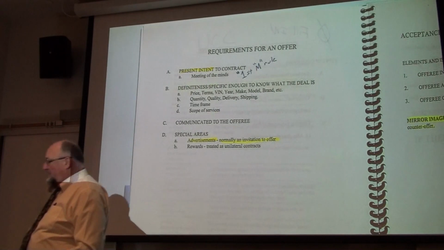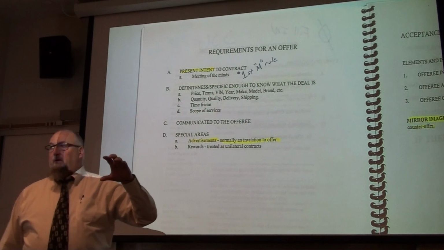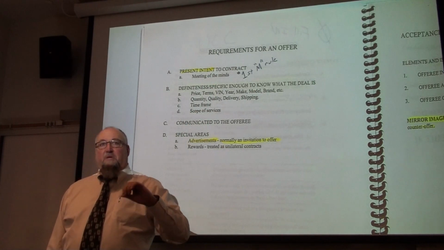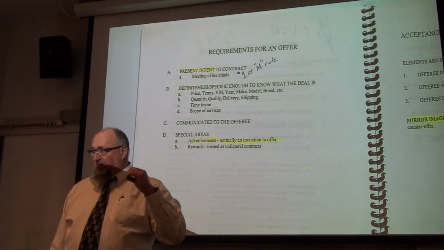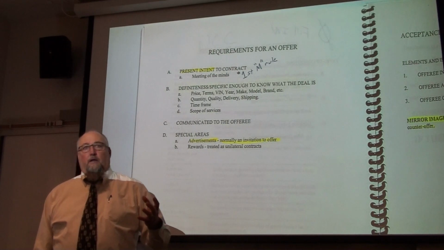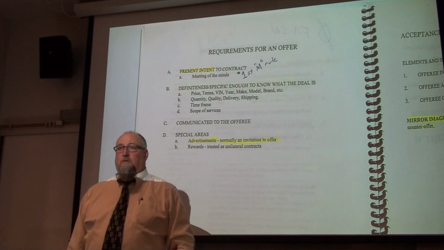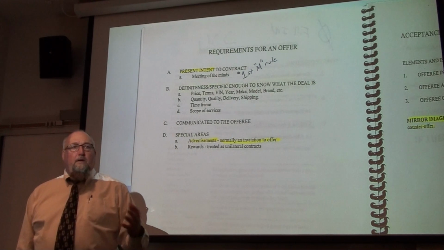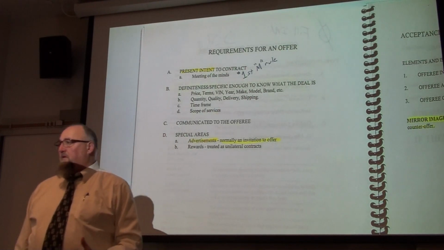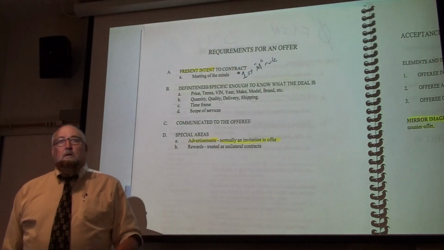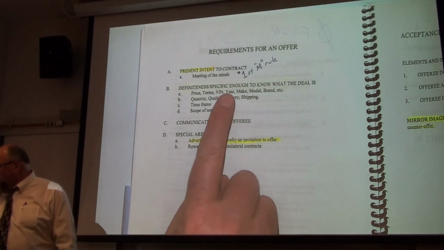Now, in addition, in order for a statement to rise to the level of being an offer, there has to be enough defined terms or specificity, however you want to call it, in the statement itself. So essentially, you know what the basic deal is. So that would be price, quantity, quality, time frame. If it's a service contract, the scope of the services. If it's a motor vehicle, the year, the make, the model of the car, perhaps the vehicle identification number, the VIN number here.